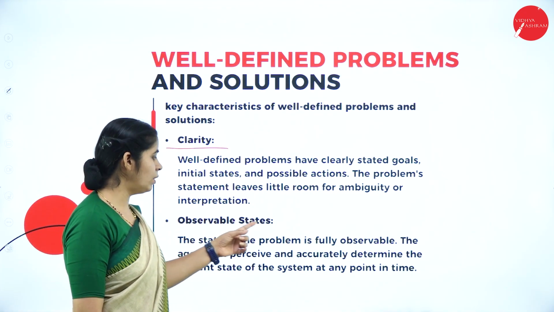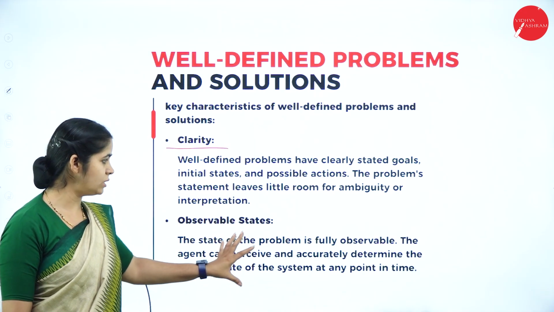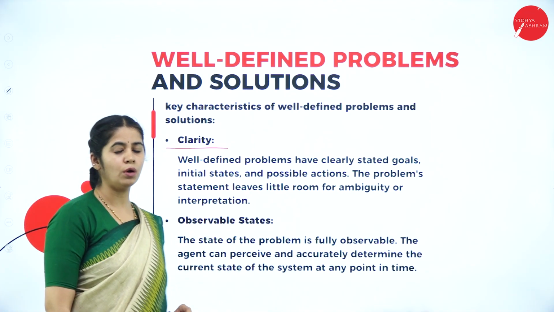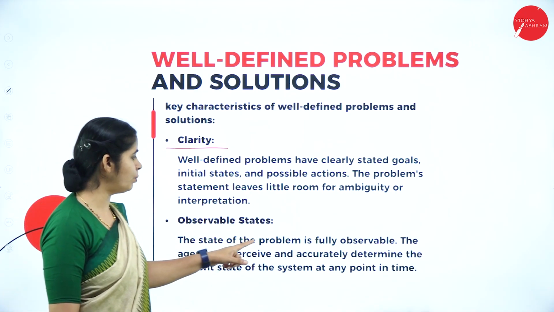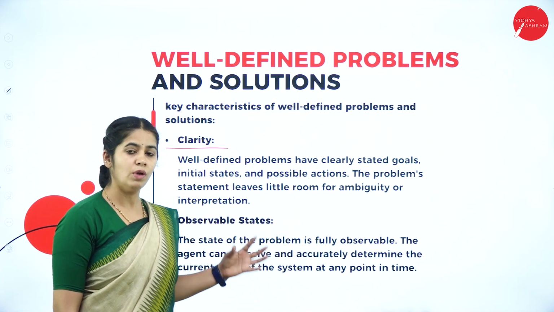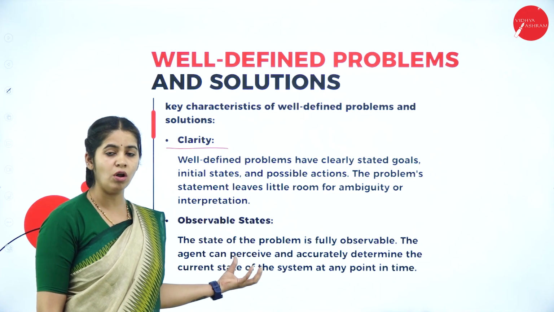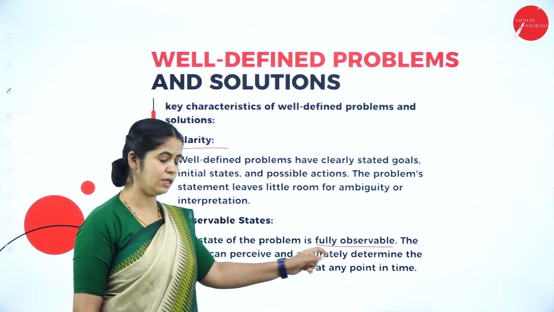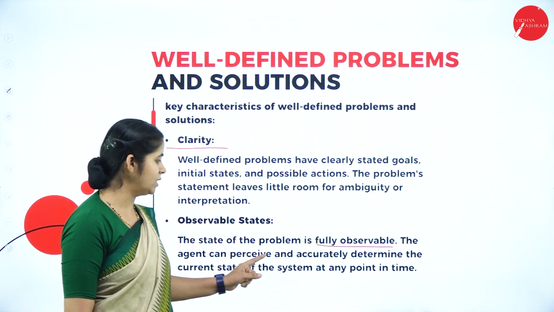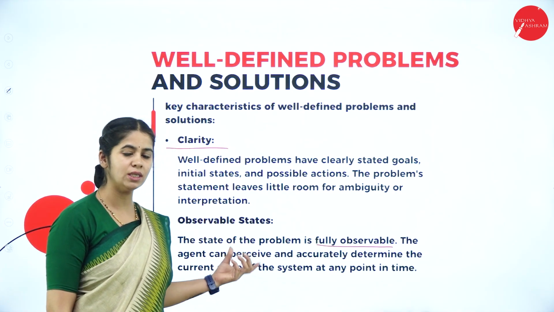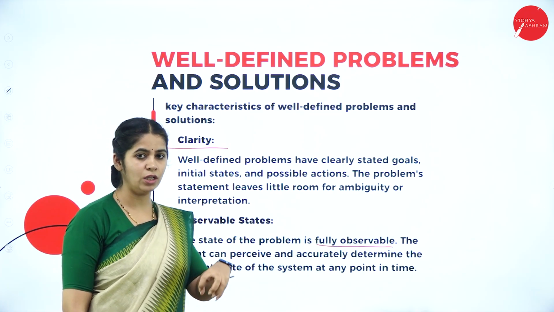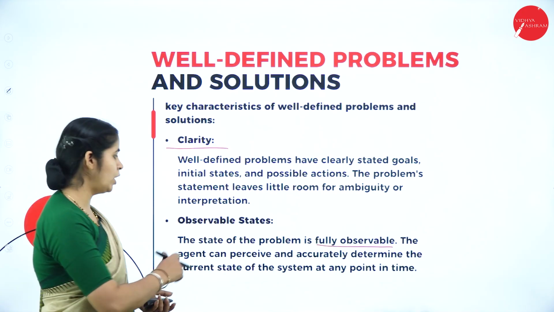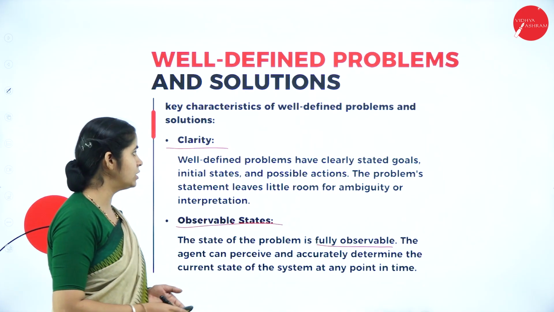And then observable states. What are the observable states? They are the intermediate states from the start state to the goal state. The states of the problem are fully observed. We are working in a fully observed environment. The agent can precisely and accurately determine the current state of the system at any point in time. What is the current state? Where exactly the agent is and how far the agent is from the goal. That is stated by using the observable states.